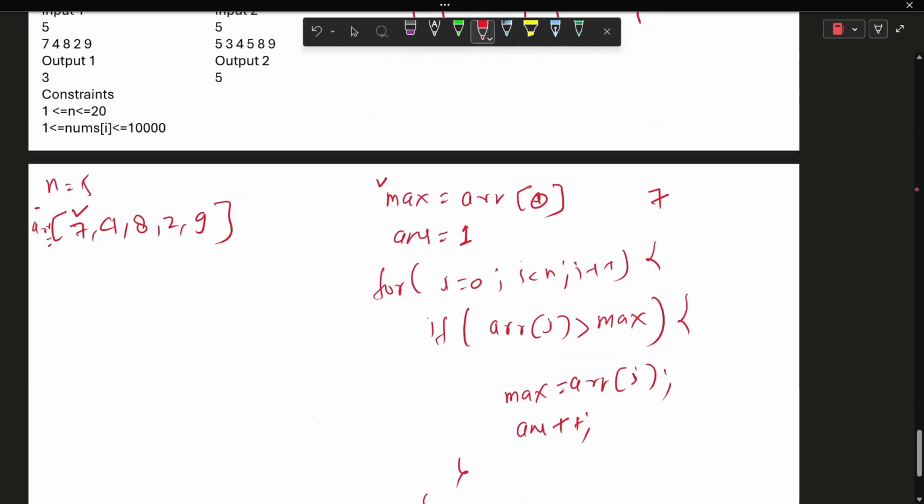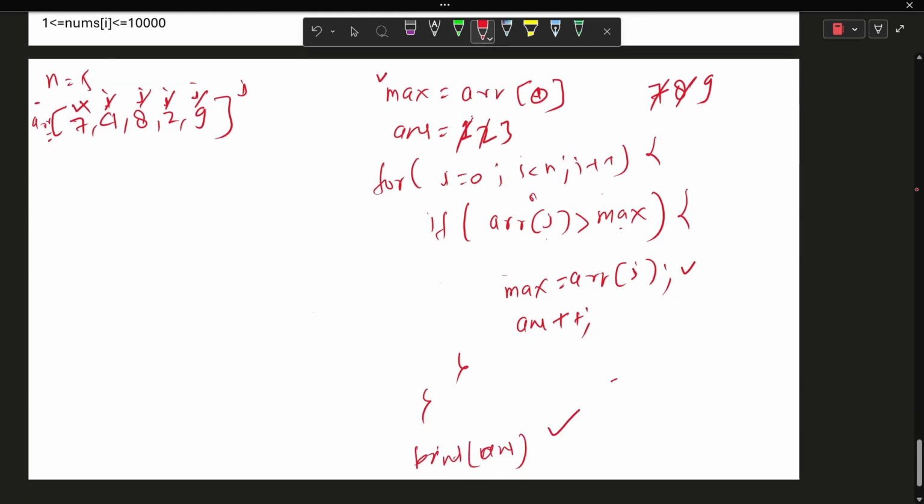First the max is equal to 7. Now i is here at 4. What does it check? Is 4 greater than 7? No, I move. Is 8 greater than 7? Yes. Then max becomes 8, and answer plus plus makes answer 2. I move. Now is 2 greater than 8? False. The condition is false, the block didn't run. Now again I move. 9. Is 9 greater than 8? Yes. Make max 9 and answer 3. Now I again move. The loop breaks. The final answer printed here is 3.